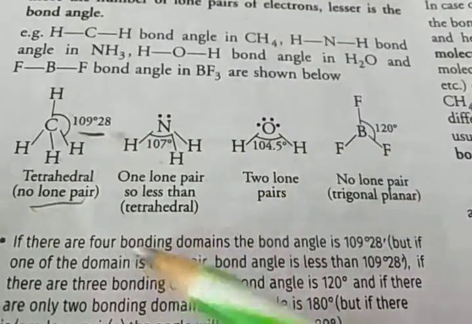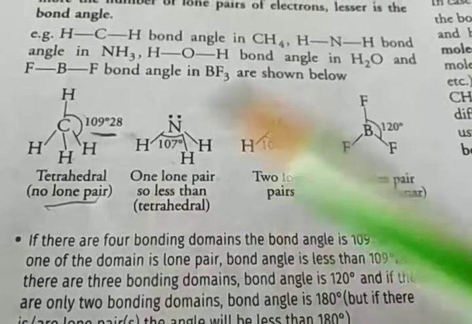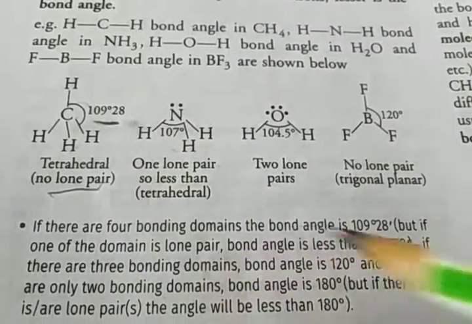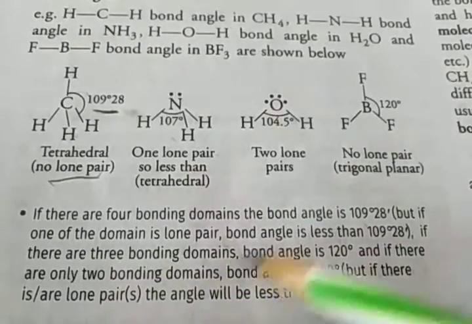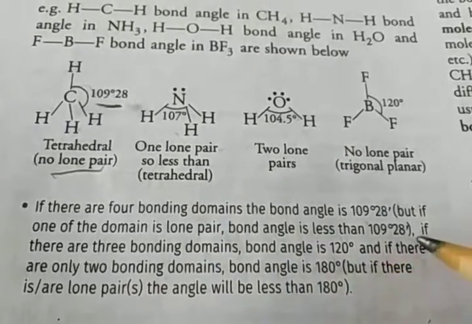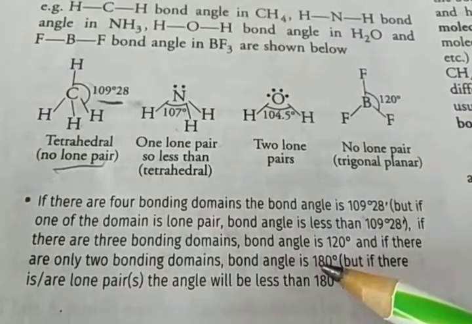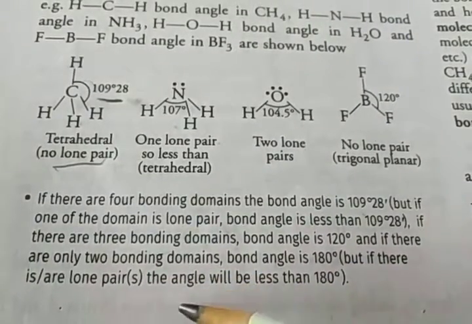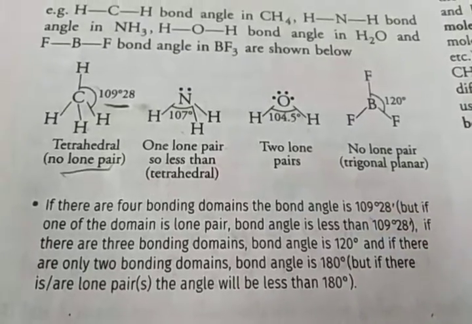For four bonding domains the bond angle is 109 degree 28 minutes, but if one domain is a lone pair, it is less than 109 degree 28 minutes. For three bonding domains, the bond angle is 120 degree. If there are only two bonding domains, the bond angle is 180 degree, and with a lone pair the angle will be less than 180 degree. Okay, understood?